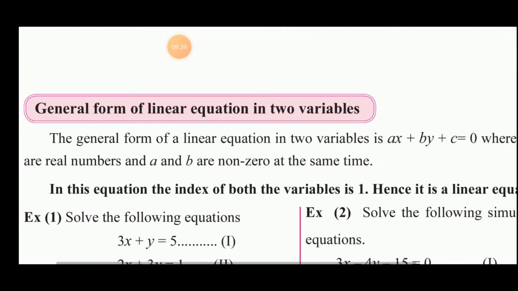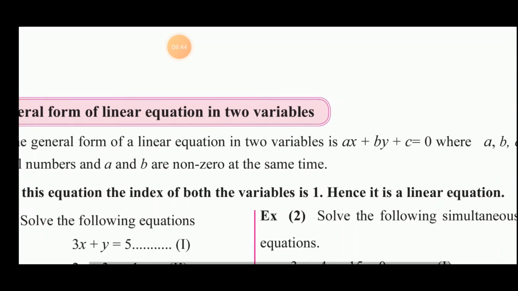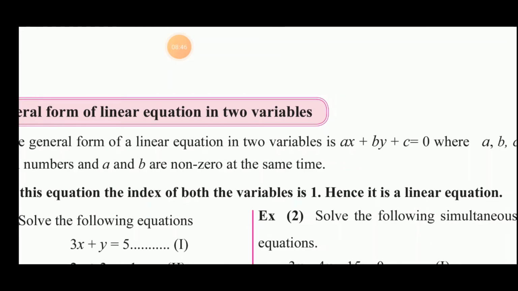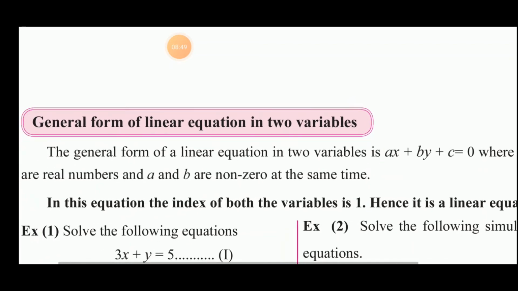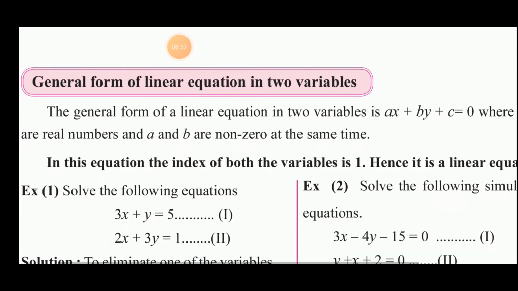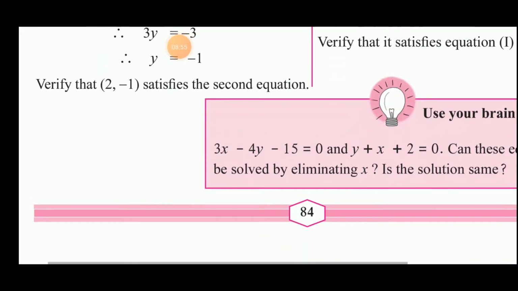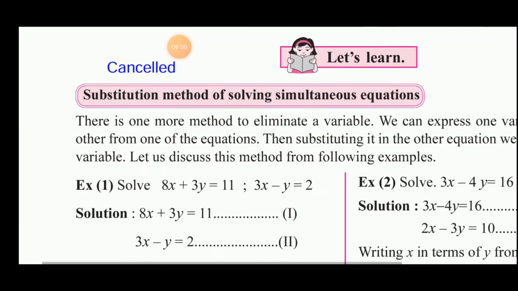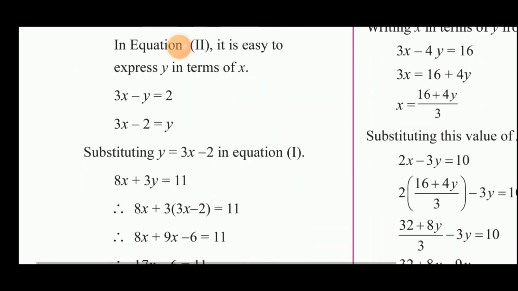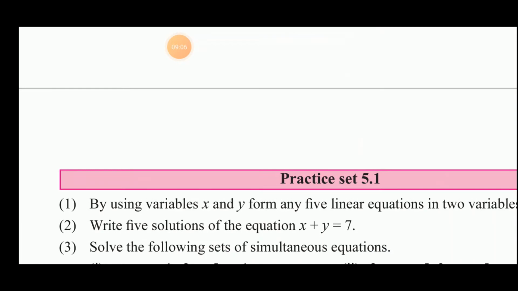So thus we see that the general form of the linear equation in two variables is ax plus by plus c is equal to 0, where a, b and c are real numbers and a and b are non-zero. Now this way we have to solve the two equations. Now the substitution method of solving the simultaneous equations is completed. Now let us see practice set 5.1.